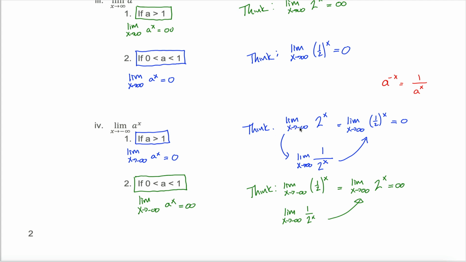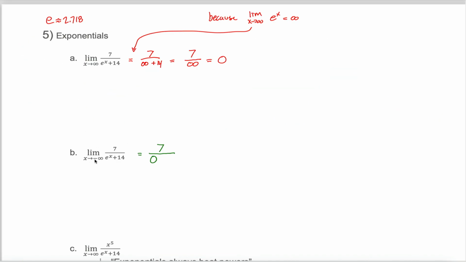The limit as x approaches negative infinity of 2 to the x is the same as the limit as x approaches positive infinity of 1 divided by 2 to the x, because negative exponents act as reciprocals, and this limit is equal to 0. By that same logic, the limit as x approaches negative infinity of e to the x is equal to 0, so down on the bottom I got 0 plus 14. 7 divided by 0 plus 14 is just 7 divided by 14, which is just 1/2, which is what this limit evaluates to.